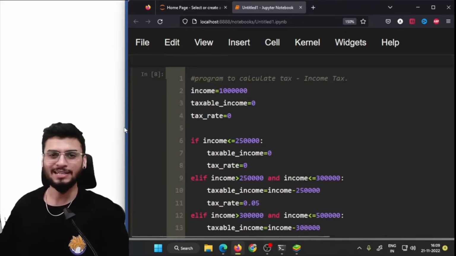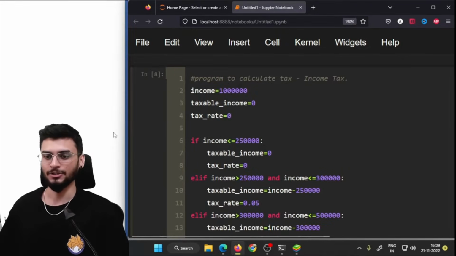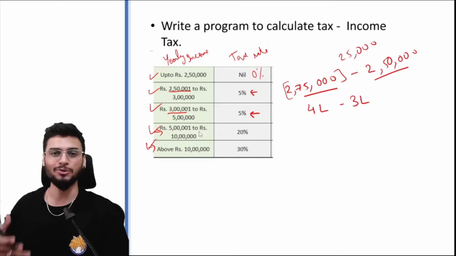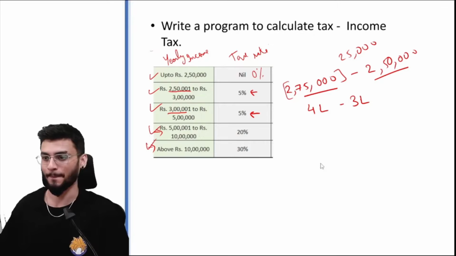Okay, so this is how you can create a program which calculates your income tax. Now it depends on the slabs. The slabs can change each year. So accordingly, you can change your Python program as well.